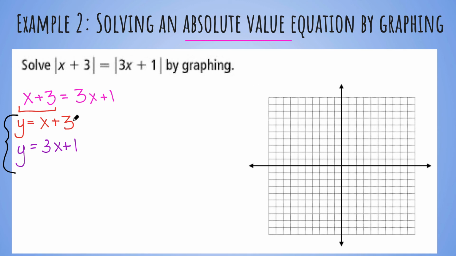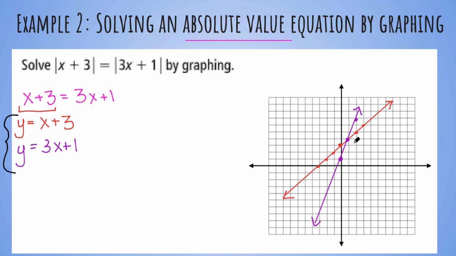So y equals x plus 3. So this has an intercept at 3, and the slope is 1 over 1. So the rise is 1, the run is 1. Likewise, down 1 to the left 1. Second equation, we have an intercept at 1 and the slope is 3.